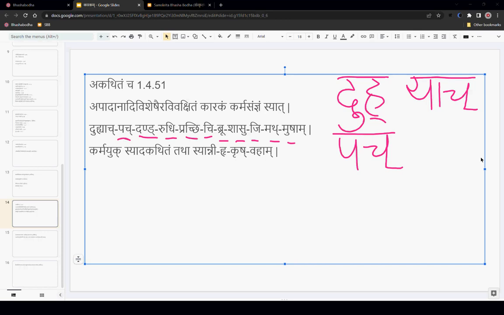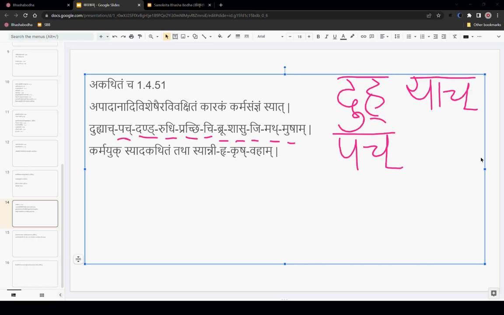Raw rice is the tandulam, right? With that is the instrument. When I cook that, then it becomes annam. So you need that tandula, which is the raw rice, to cook the final product, annam. So here tandula comes in the karana karakam. Tandula becomes the karana karakam because for karana karakam you apply tritiya vibhakti.